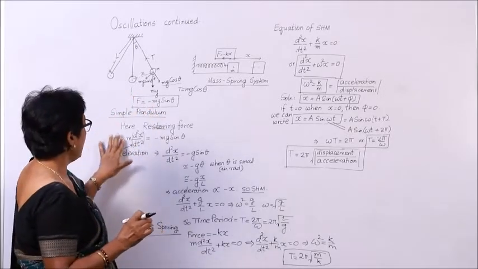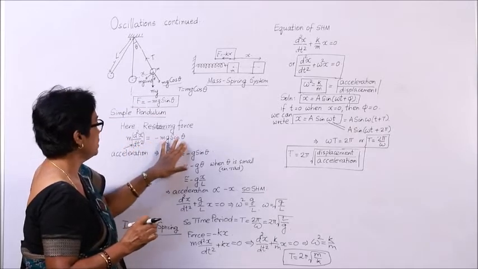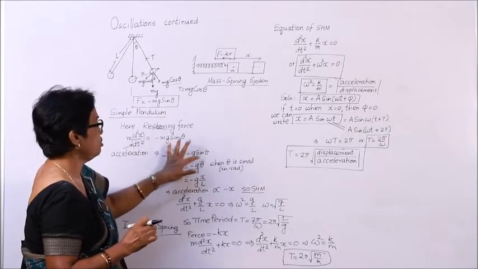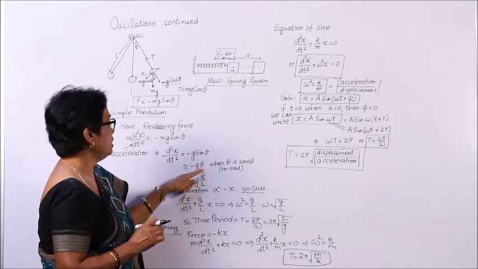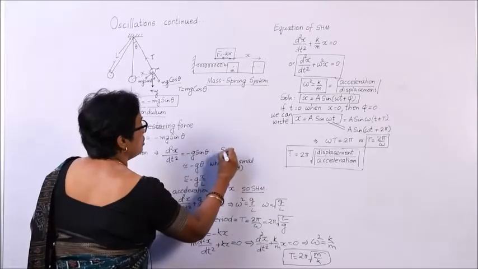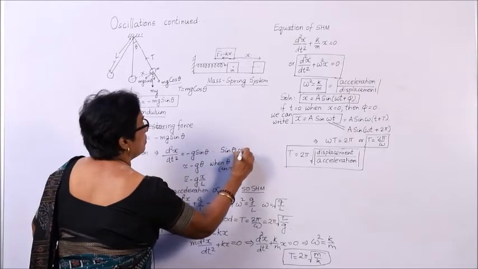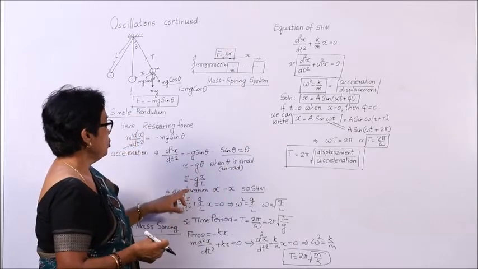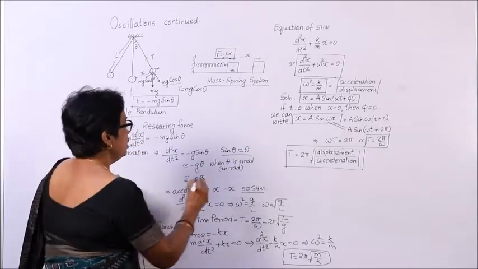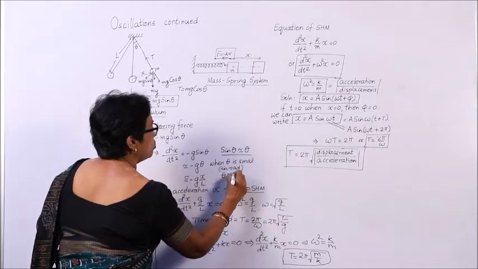What we see that here m into acceleration is minus mg sin theta. So, acceleration is minus g sin theta. If your angle theta is small, you can write minus g theta, since sin theta is nearly equal to theta if your theta is small. So, minus g theta. Here theta can be written nearly equal to tan theta.